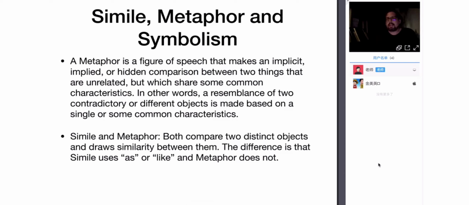Okay, simile, metaphor, and symbolism. A metaphor is a figure of speech that makes an implicit, implied, or hidden comparison between two things that are unrelated but which share common characteristics. In other words, a resemblance of two contradictory or different objects is made based on a single or some common characteristics. So, simile and metaphor both compare two distinct objects and draw the similarity between them. I have some examples here.